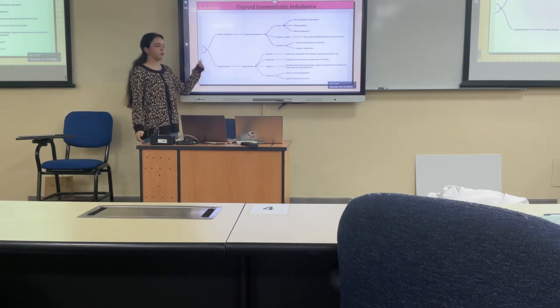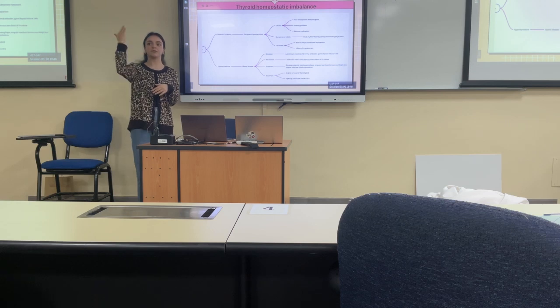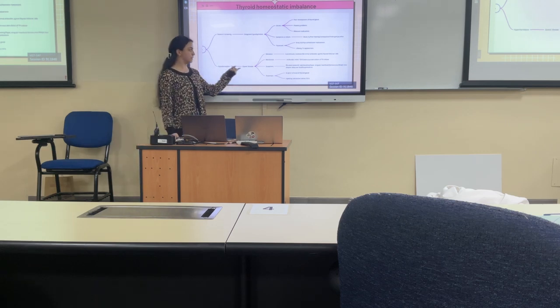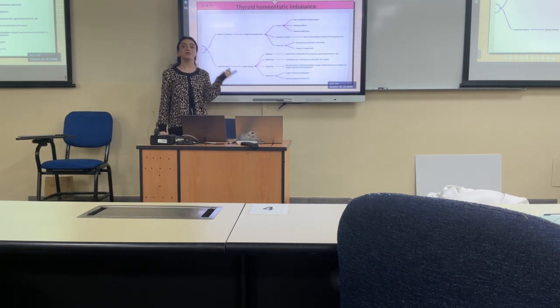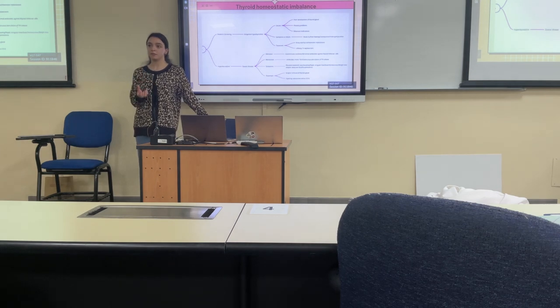Then we have hyperthyroidism. Hyperthyroidism is the hypersecretion of thyroid. This is called Graves' disease. Graves' disease is an autoimmune disease. This is where the body is going to secrete autoantibodies. Normally, an autoimmune disease happens when a body secretes autoantibodies and is going to attack the cells of our body.